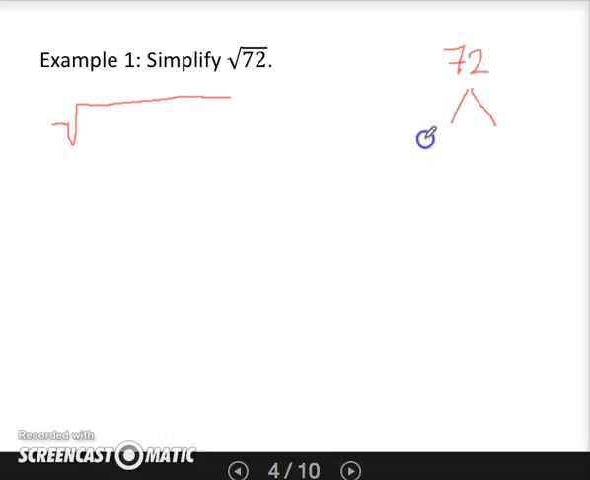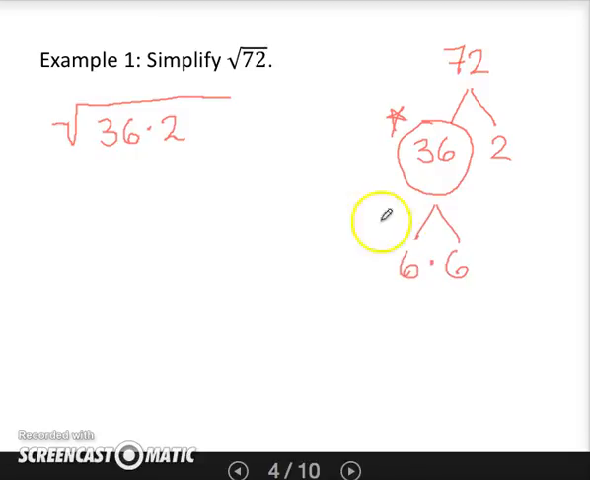Notice that 72 is 36 times 2. And look, in our first step, we've found a perfect square. 36 is a perfect square. So we can express this number as 36 times 2, or 36 is 6 times 6. So 6 times 6 times 2.